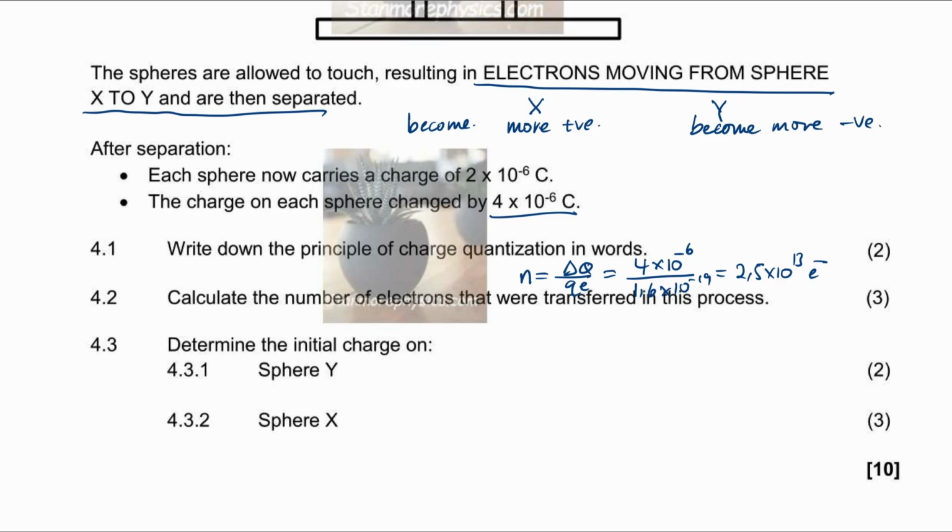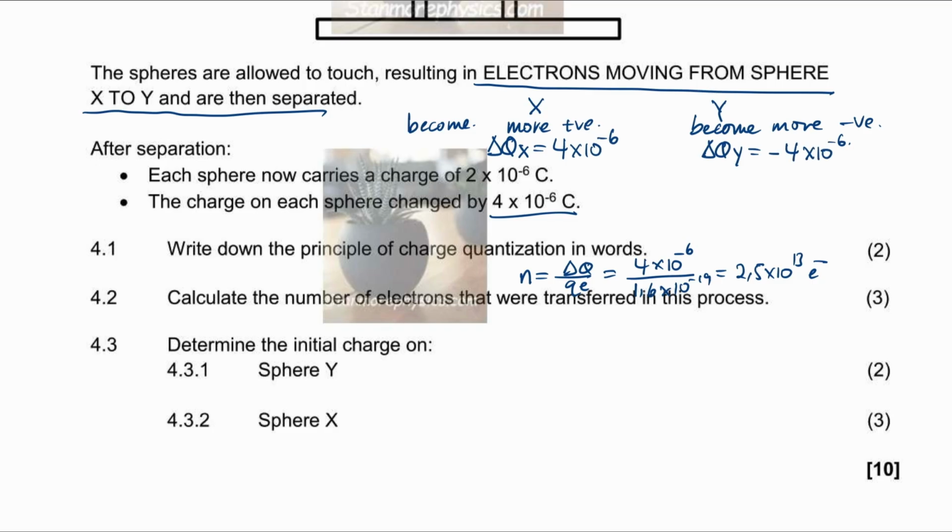So we can actually work with the change in the charges. The change in the charge for X is going to be positive because it lost electrons. When you lose electrons, you become more positive, and so the change in the charge will be more positive. So the change in charge for X is going to equal 4 times 10 to the minus 6. However, the change in the charge for Y is going to be negative because it gained electrons, it gained charges. So minus 4 times 10 to the minus 6.